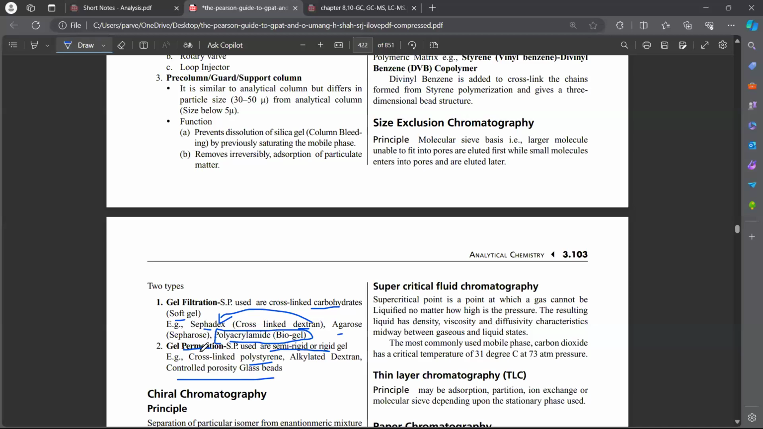So this is the whole principle of size exclusion chromatography, based upon size. As I mentioned, each particle has its own pore size, and based upon the size of the molecules, they can enter into the stationary phase or remain outside. Those which remain outside are eluted first.